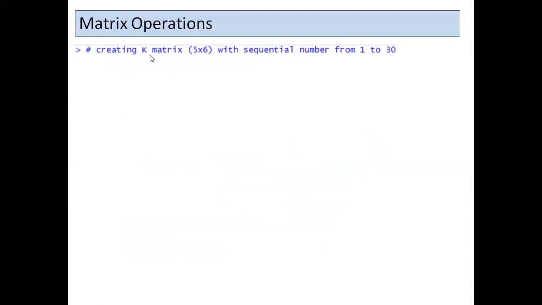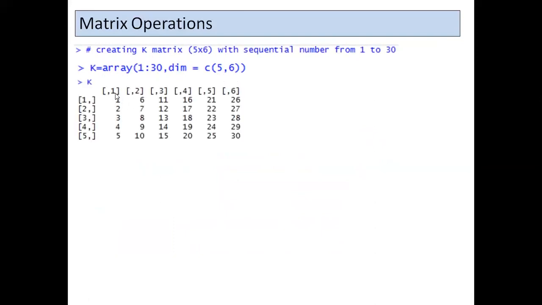Now we want to create a K matrix with 5 rows and 6 columns with sequential numbers from 1 to 30. In that case, we type in array because it is now a part of array where we want the data from 1 to 30, and the dimensions that we mentioned are 5 by 6. In that case, we basically get a complete array from 1 to 30, and it has 5 rows and 6 columns. So this is how we define a matrix for an array.